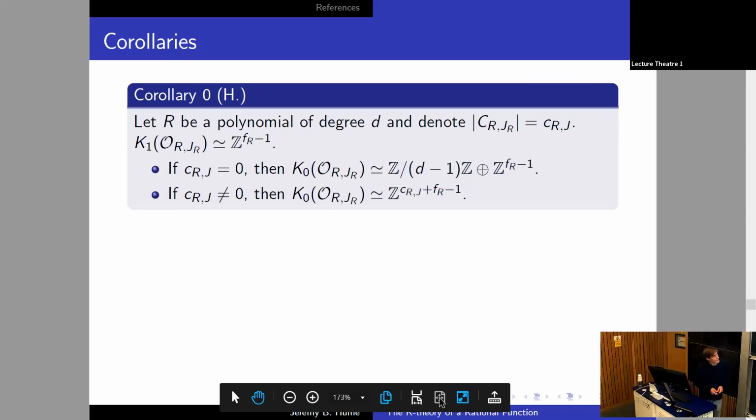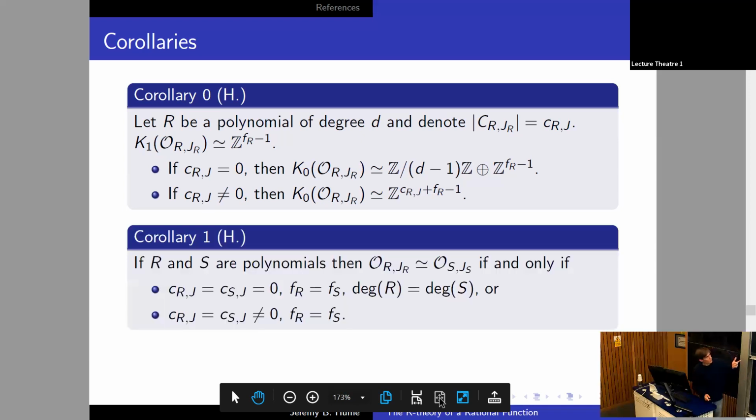So some corollaries. If we restrict our attention to polynomials, then these calculations simplify greatly because polynomials won't have any Fatou cycles. In the case when there are no critical points inside the Julia set, then K0 is going to have some torsion, and the torsion is generated by the class of the unit. Otherwise, K0 is free abelian, and K1 is always going to be free abelian.